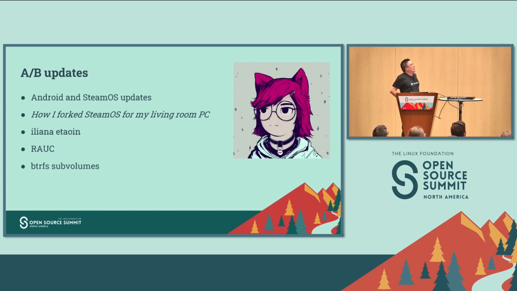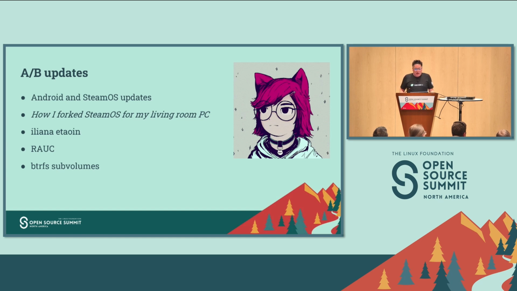Okay, A/B updates. So both the Steam Deck, which is running SteamOS, and most Android devices are using A/B updates to update the operating system. So this is kind of the experience you're used to with mobile devices, where you get a new version of the operating system installed. I'm not going to get into the details of how A/B updates work. If you have a background in embedded Linux, you know how they work.